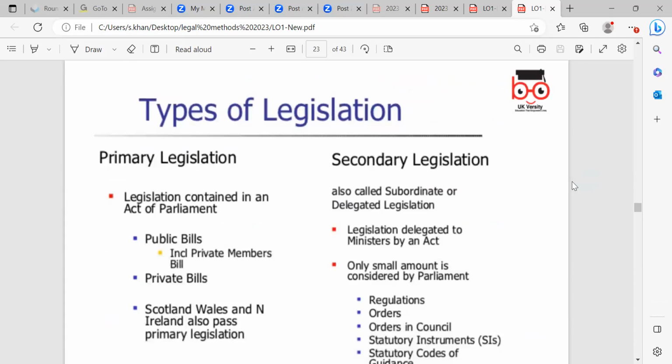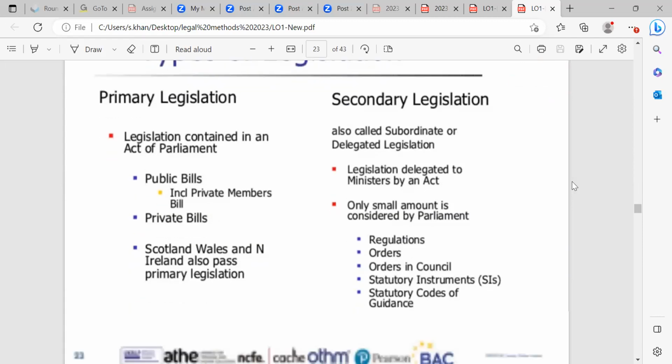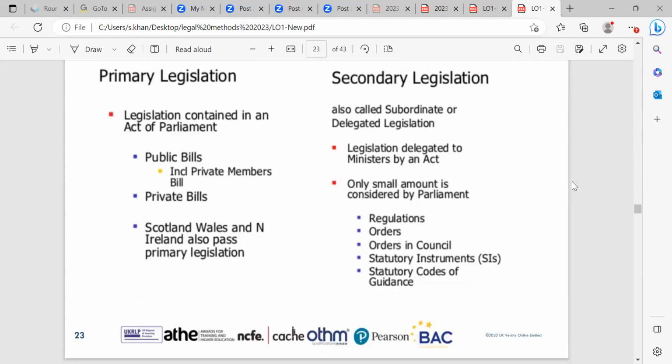Types of legislation. Primary legislation is legislation contained, as we said earlier, in an Act of Parliament. You could have public bills and private bills. Scotland, Wales and Northern Ireland also pass primary legislation. And then you've got secondary legislation, which is also subordinate or delegated legislation, which is legislation delegated to ministers by an act. Only a small amount is considered by Parliament, such as regulations, orders in council, statutory instruments, and statutory codes of guidance.